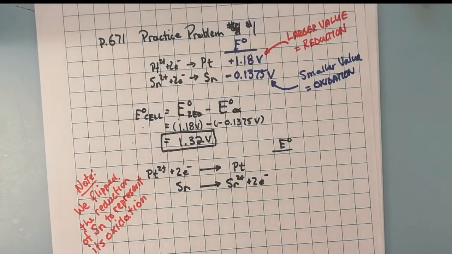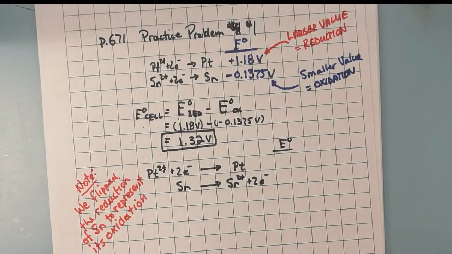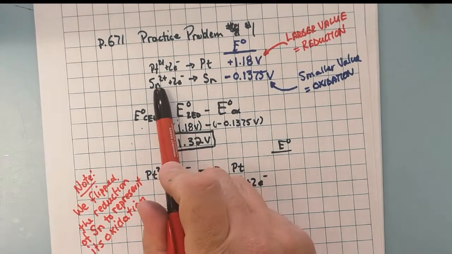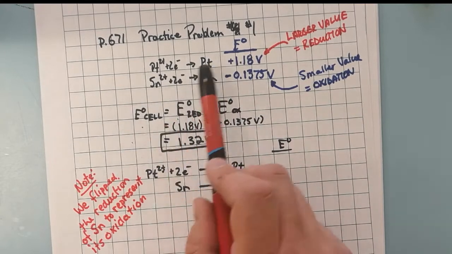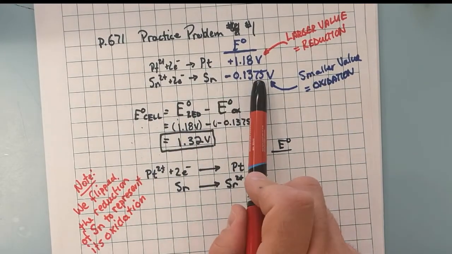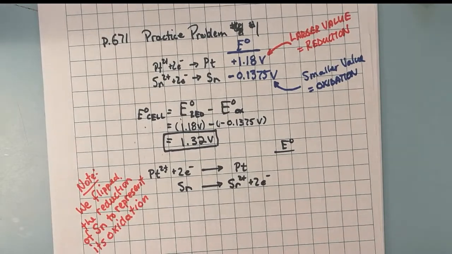Notice we flipped the reduction of tin to represent its oxidation. So rather than having tin be reduced, because it's the smaller of the two values, when these two metals are exposed in an electrochemical cell, this will be the oxidation half reaction. So we flip this.